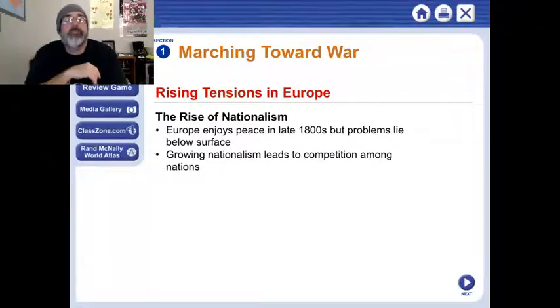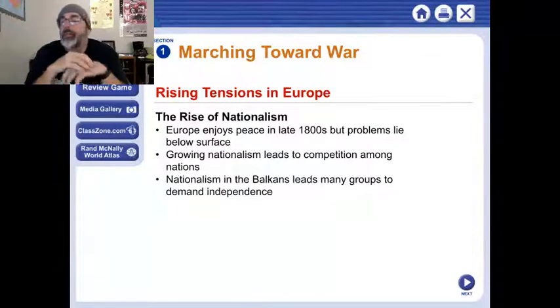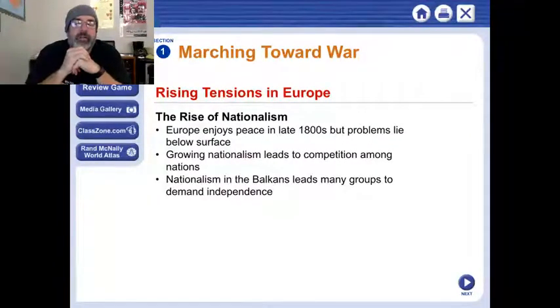Another way that it happens is much closer to Europe, okay, in a place called the Balkans. Now, the Balkans is filled with small ethnic groups who don't want to be ruled by outsiders. They want to rule themselves in a nation or some kind of state where they can be in charge of their own education, their own religion, all of that.